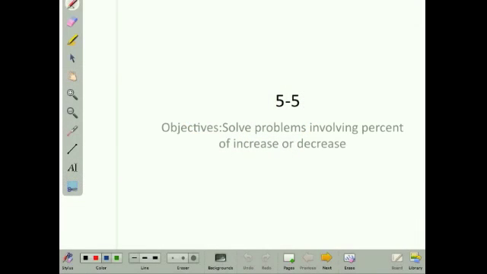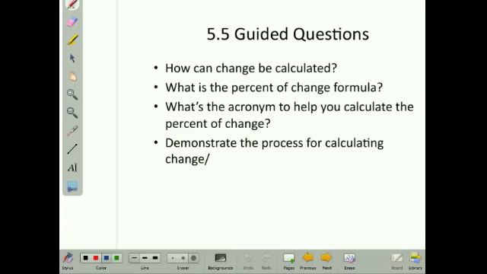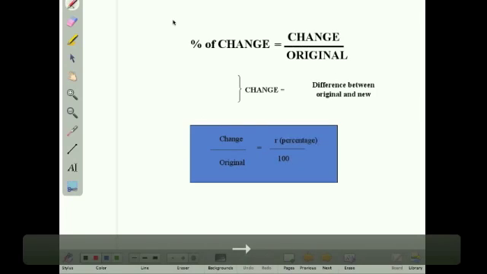In this presentation, we're going to learn how to solve problems involving percents of increase or decrease. Guided questions that you'll need to know in order to be able to answer the questions: How can change be calculated? What's the percent of change formula? What's your acronym to help you calculate the percent of change? And demonstrate the process for calculating change.